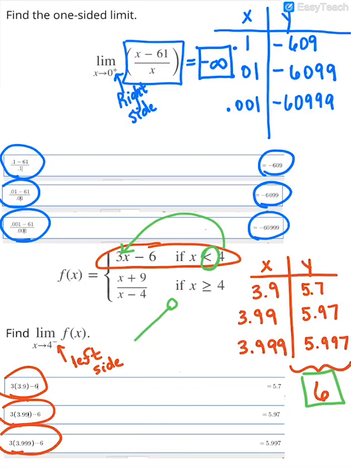If this question had asked for the limit as x approaches 4 from the right-hand side, notice that even though x equals 4 here, when you try to plug it in, you get a 0 in the denominator, and that does not exist. So you are forced to do a table with things like 4.1, 4.01, and 4.001 in that case.